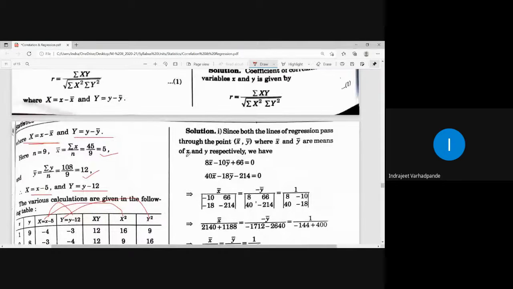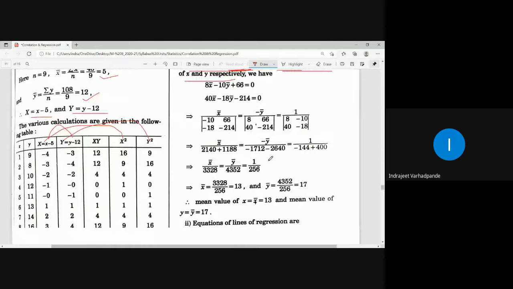So the very beginning of the solution is: since both the lines of regression pass through the point x bar comma y bar, because we say that they intersect, where x bar and y bar are means of x and y respectively. As we have written in lines of regression, these lines pass through the point x bar comma y bar, meaning one of the points of intersection of the lines is x bar comma y bar, so it satisfies the given line of regression.